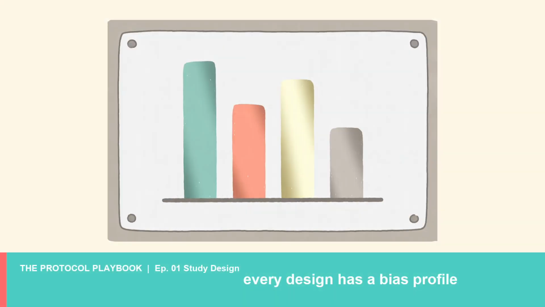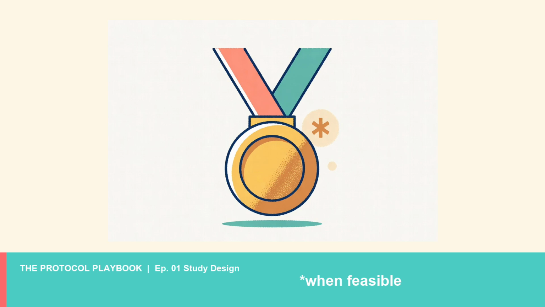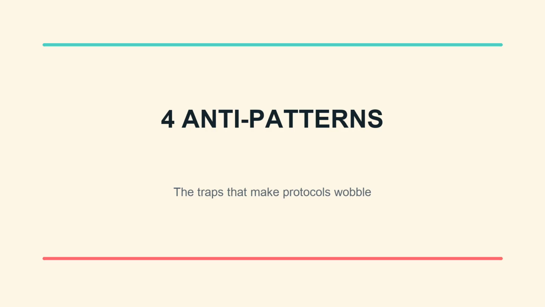But every design also carries its own bias profile, and this is where people trip. Cohort handles temporality beautifully, but struggles with rare outcomes. Case control handles rare outcomes, but invites recall bias. People misremember their past. RCT eliminates confounding, but its results may not reflect the real world. Now, here is where junior researchers consistently get it wrong.